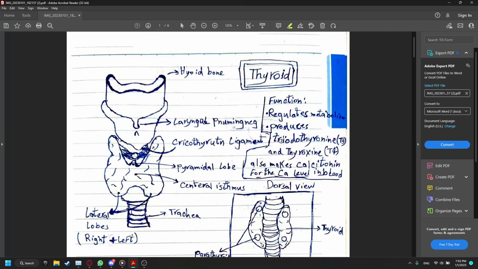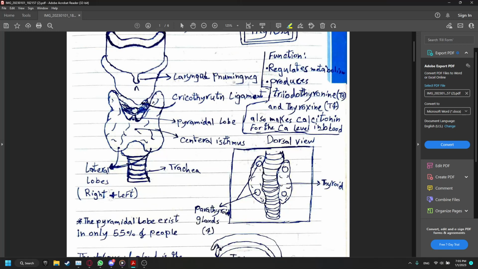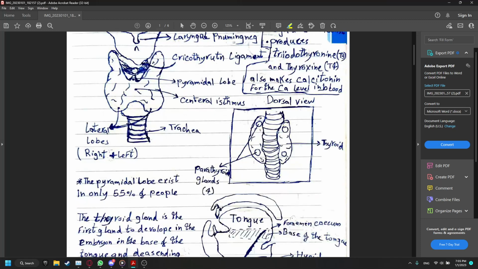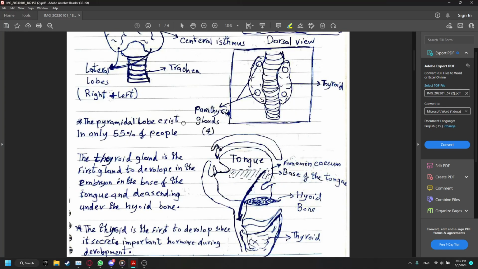This is why when we have too much of these two hormones in the body, one of the symptoms would be hypoglycemia, because your body is breaking down or overusing the glucose in your body. And the same thing with the opposite. If you have too little thyroid hormones, you're gonna have obesity, hyperglycemia, and so on and so forth.